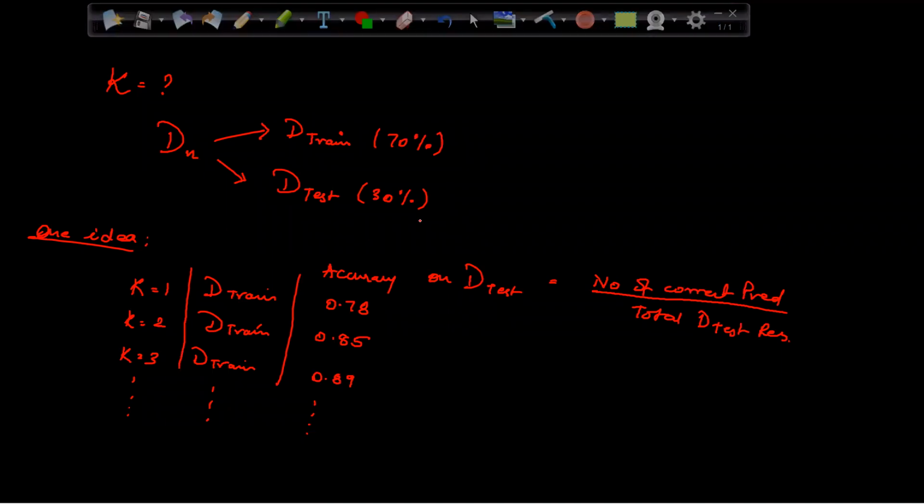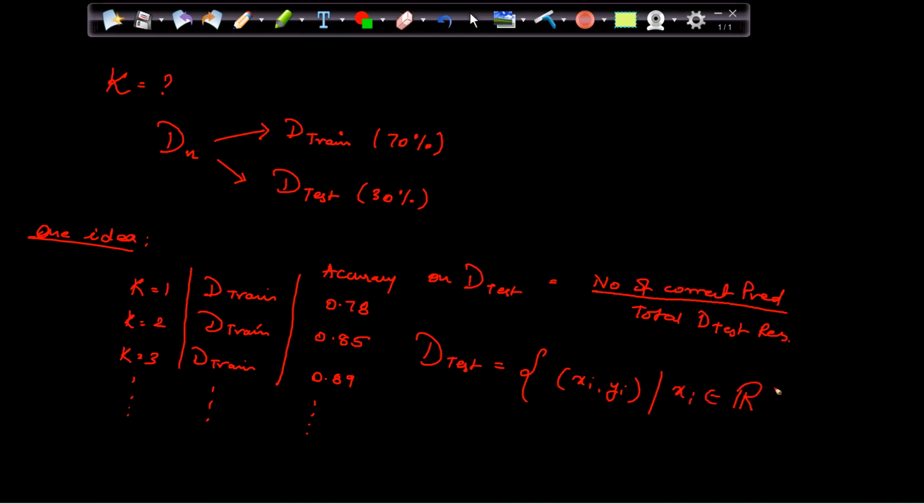Now, what is my D test? My D test is nothing but a set of data which consists of xi's and yi's, such that xi belongs to the real numbers and yi belongs to the two classes, 0 and 1, because we are dealing with a classification problem, where i is equal to 1 to n test.